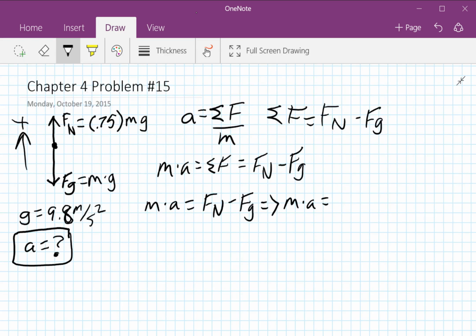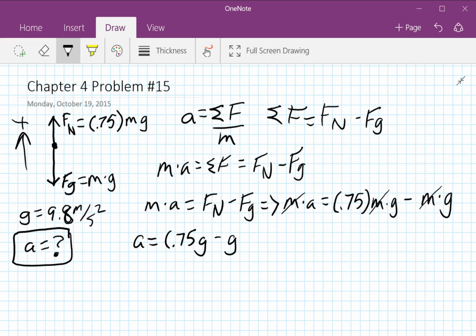Let's rewrite that with an explanation of mass. So we have the normal force, which is 0.75 m times g, minus m times g again, because that's just the force of gravity. You should see that the masses can cancel out. So you have a equals (0.75 g minus g). Oh, I forgot to put the parentheses. There you go. Now, that should be easily recognized as 0.75 g minus 1 g.